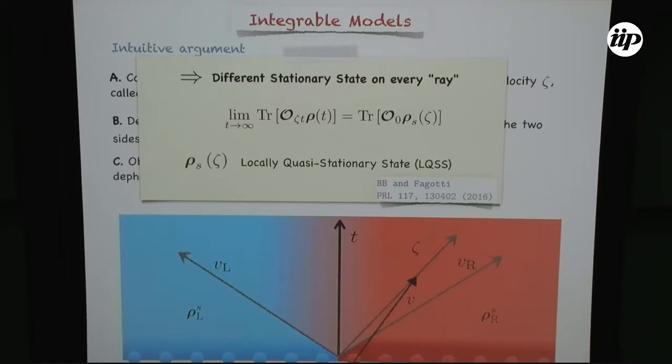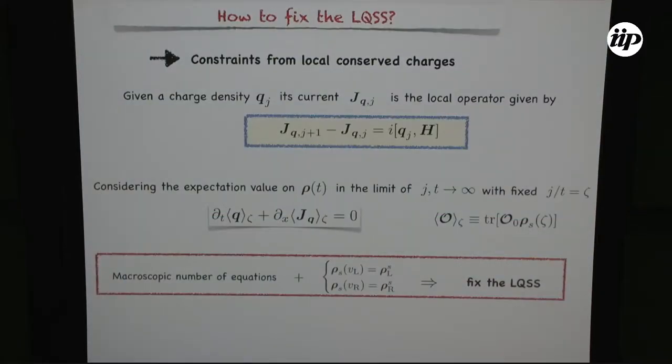Okay? And the idea to do that is, again, to try and use information and constraints coming from this infinite family of conservation laws. So here I'm considering the integrable case. So I have a macroscopic number of these conservation laws. Before, the information given by the average density was enough. I could fix everything. And by before, I mean the homogeneous case.